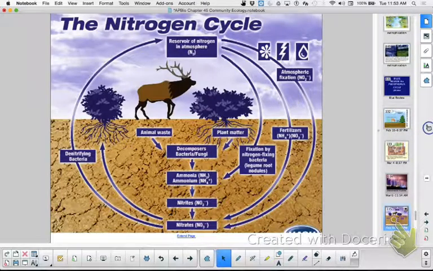I got this from a fuel company website. Talk about it, make sure you understand it. Follow the arrows. Go ahead. The N2 and the NO2.